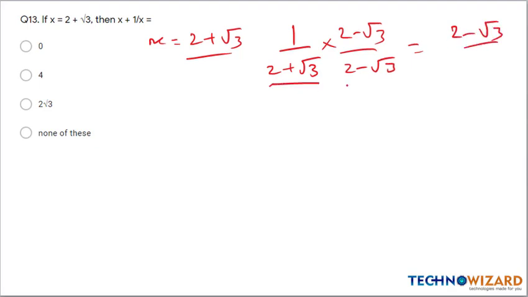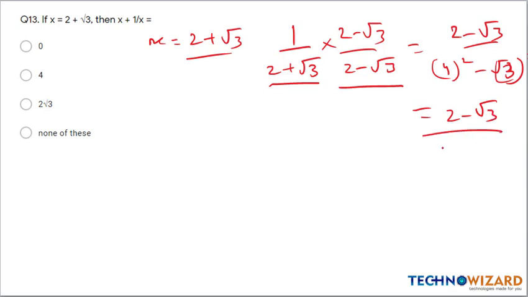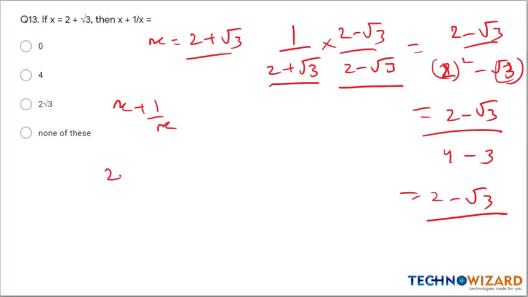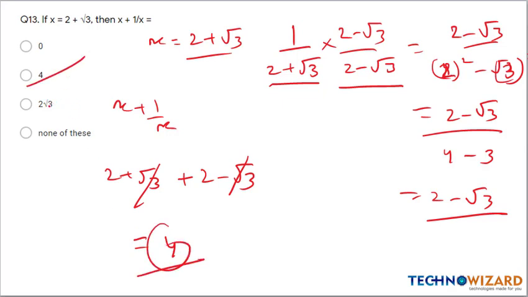And this is (a plus b)(a minus b), that is a square minus b square. So 2 square minus root 3 whole square. Therefore 2 minus root 3 upon 2 square minus 3. 2 square is 4, 4 minus 3 is 1. Therefore we get 1 by x is 2 minus root 3. Now we are adding x plus 1 upon x. The value of x is 2 plus root 3 and the value of 1 by x is 2 minus root 3. Root 3 minus root 3 will get cancelled and therefore 2 plus 2 is 4. Therefore option B is the correct answer.